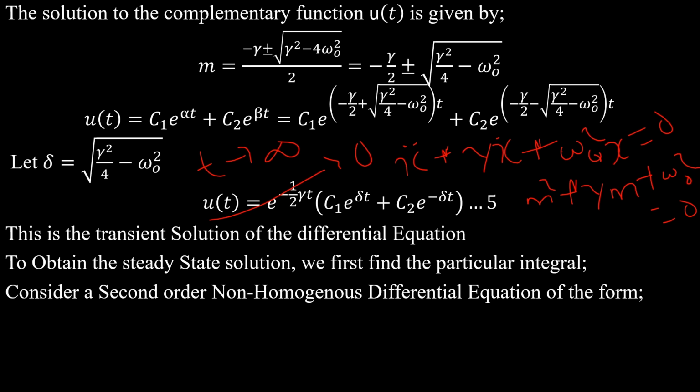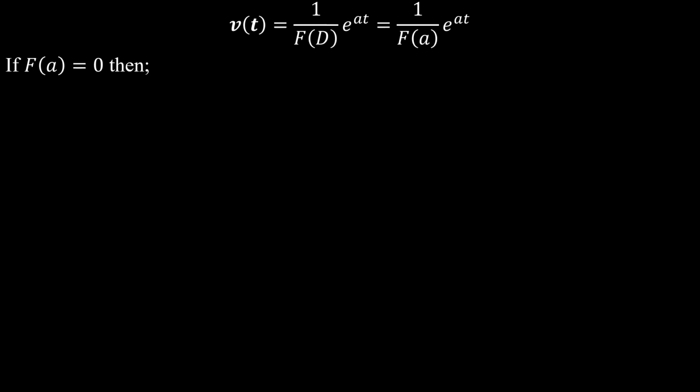We can do that by applying a little mathematics here. If you consider a second order non-homogeneous differential equation of the form a d square x over dt square plus b dx over dt plus cx equal to e to the power of at, then the particular integral is gotten by doing this. V of t is equal to 1 over f of D times e to the power of at, which is equal to 1 over f of a times e to the power of at.